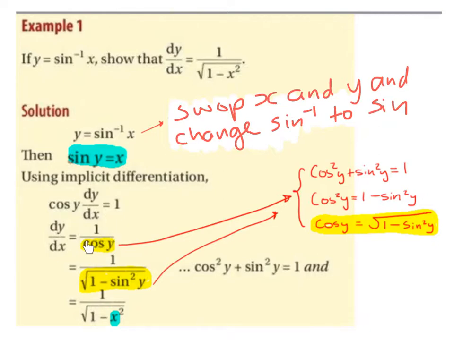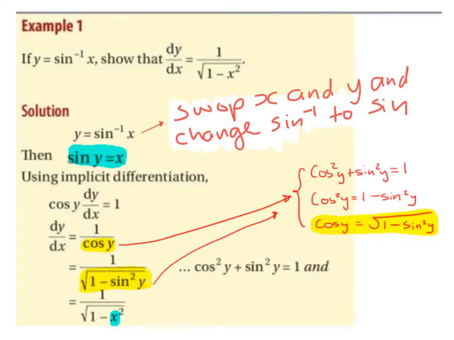Now cos y we can rewrite as the square root of 1 minus sine squared y. And this comes from our identity cos squared y plus sine squared y equals 1. So cos squared y equals 1 minus sine squared y. So cos y equals the square root of 1 minus sine squared y. So this is one of our trigonometric identities from our formula book. So this gets swapped for this.